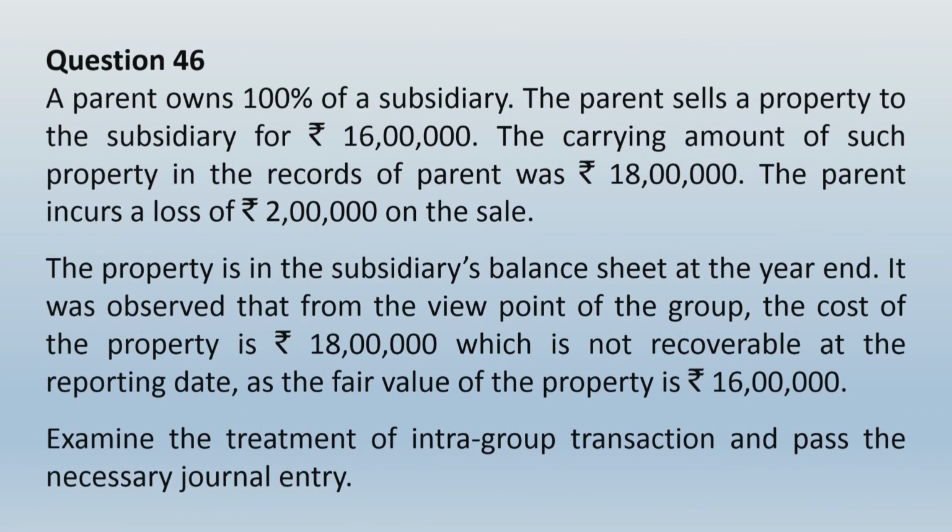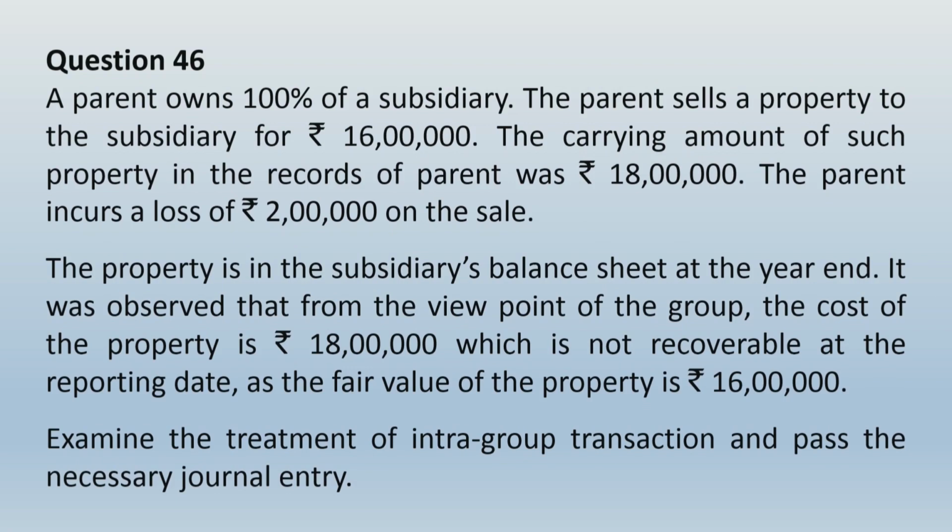A parent owns 100% of a subsidiary. The parent sells a property to the subsidiary for rupees 16 lakhs. The carrying amount of such property in the records of the parent was rupees 18 lakhs. The parent incurs a loss of rupees 2 lakhs on the sale. The property is in the subsidiary's balance sheet at the year end.